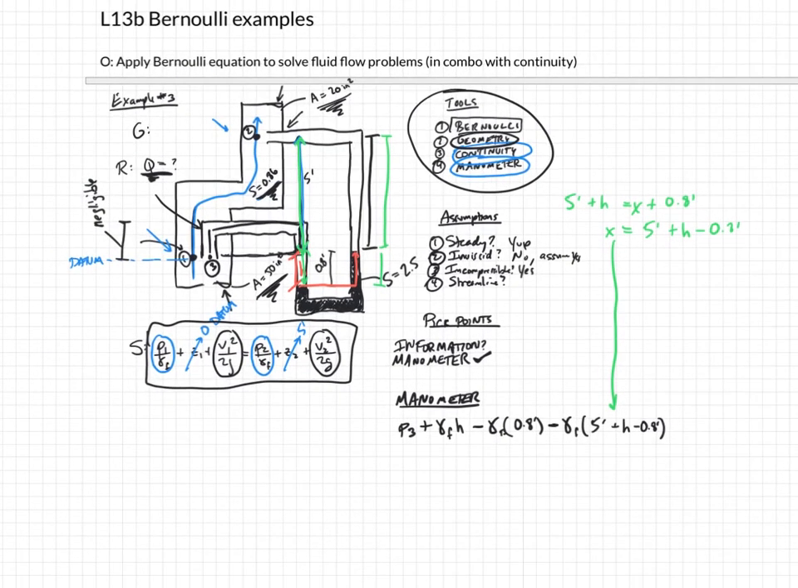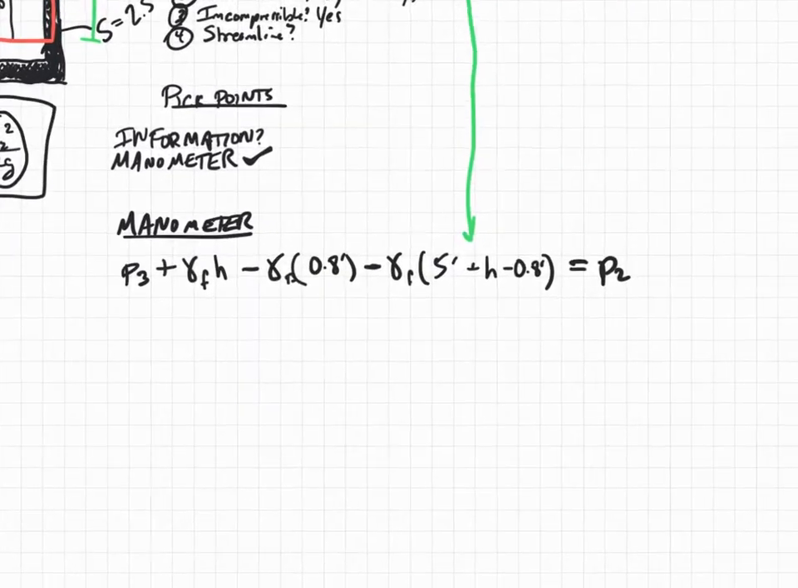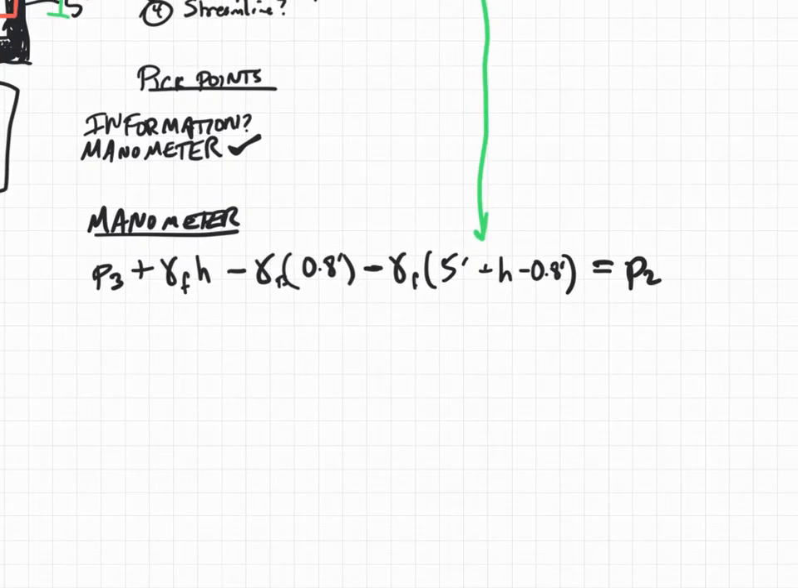And so that's going to get us up here, and then we're going to cruise on over until we get to P2, so that equals P2. So what I want to do now is solve this manometer equation.